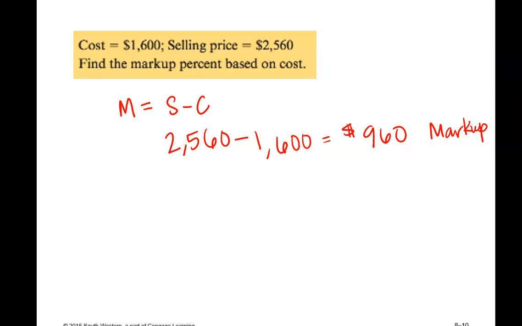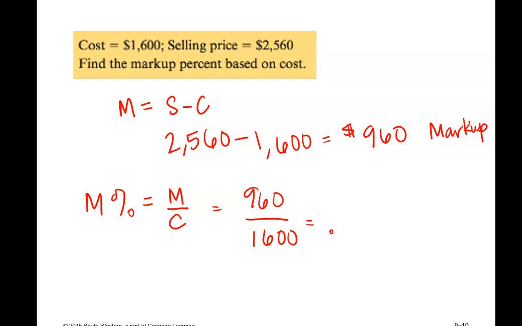Okay, step 2 is to calculate the markup percent. Remember, your markup percent is your dollar markup, and because this is based on cost, it's going to be over C for cost. So plugging in what we know, this becomes $960 over the cost of $1,600. This gives me 0.60, which is equivalent to 60%. Okay, so there's a 60% markup.